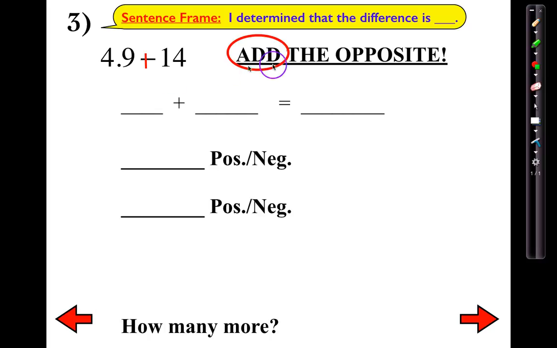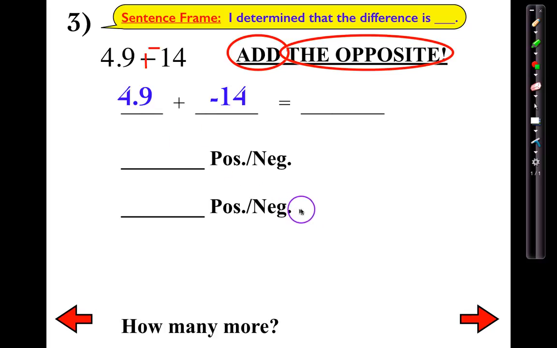And then the next thing I'm going to do is the opposite. So what is the opposite of a positive 14? A negative 14. Once I do this, just to keep things a little bit neater, I'm going to go ahead and rewrite it as 4 9/10 plus negative 14.